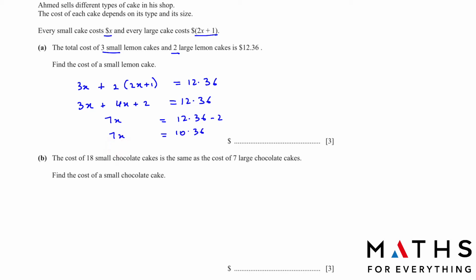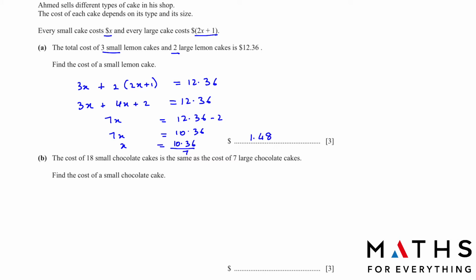This means multiply, 7 multiplied by x. So when I shift the 7 to the other side, it will turn into divide. So 10.36 divided by 7. I can write it over 7. It's the same thing. And we will get 1.48.